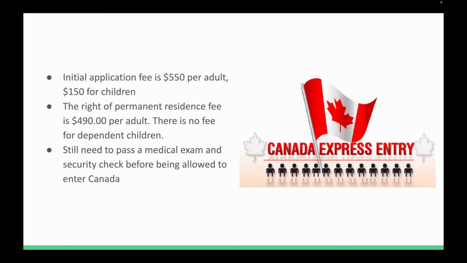So each adult will pay approximately $550, and then $150 if you have any children. The right of permanent residence is just under $500, at $490. But if you have children who are dependent on you, so children typically under the age of 18, they do not need to apply for that. But you still, like in our points system, need to pass a medical exam and your security check as well. Make sure you're not holding a criminal record before you're allowed to enter into Canada.